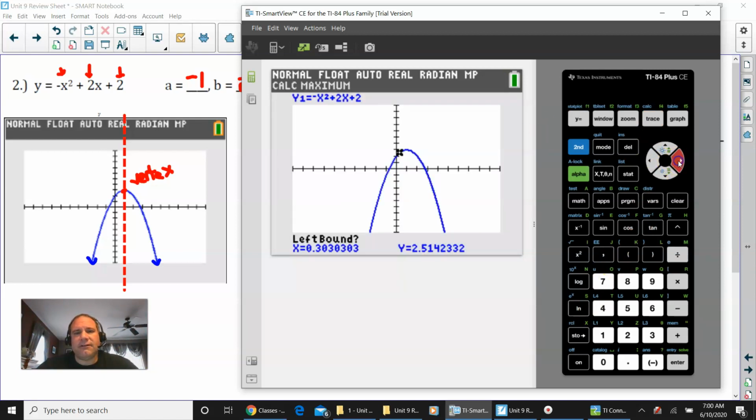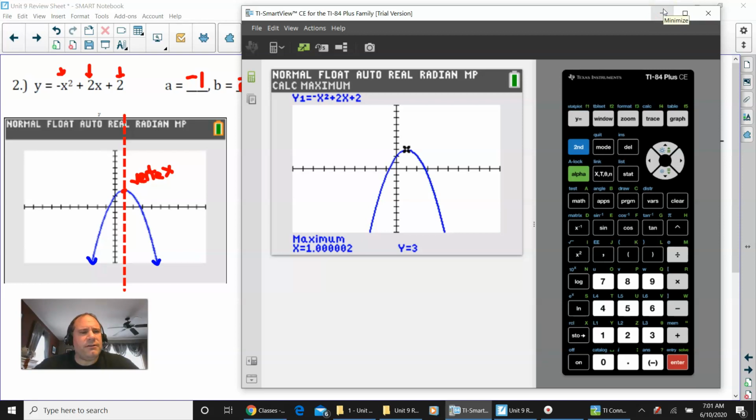And I'm going to say, all right, this is left bound right about there. I'm going to position that cursor, and then I'm going to position the cursor right about here, right bound, pressing enter, and I am going to press guess. It is 1, 3. So put that vertex down as 1, 3. All right. So it is a max on the vertex.